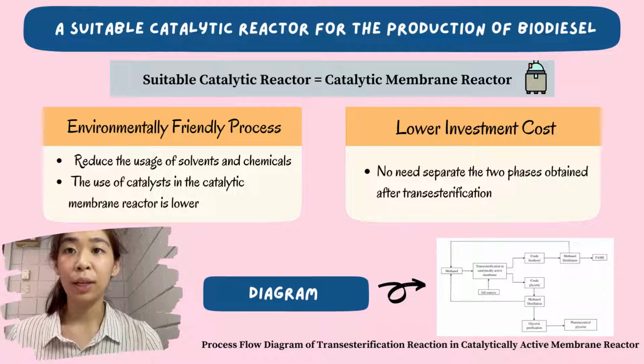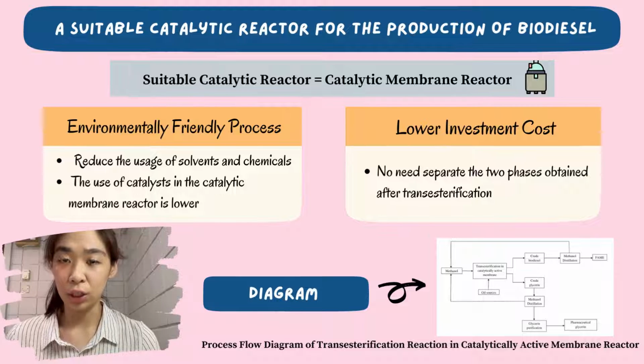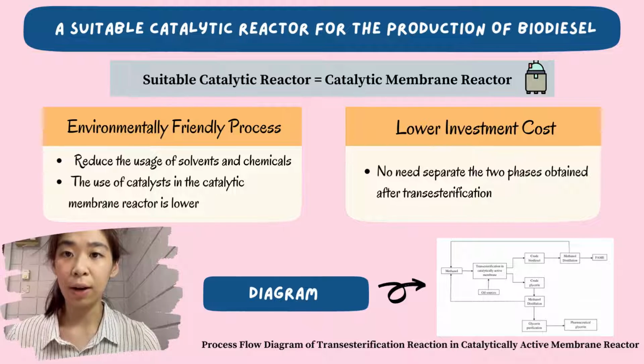However, compared to the catalyst concentration in the conventional method, the use of catalyst in the catalytic membrane reactor is lower. The next is lower investment cost. Both separation and catalysis processes are combined in single unit operation, and the inert membrane does not require to separate two phases obtained after transesterification. So below is the diagram, which is the process flow diagram of transesterification reaction in catalytically active membrane reactor.